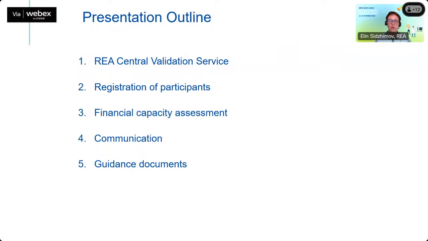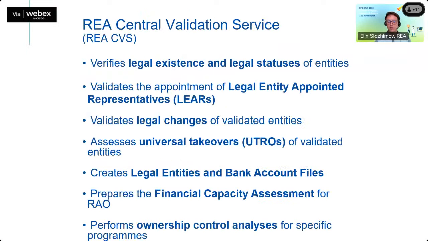We will explain who we are and what we do at the Central Validation Service; what the process of registration for a participant identification code is; the financial capacity assessment process; how to communicate with the Central Validation Service, the primary channel of communication. And on the final slide, you will also see the main guidance documents that will answer your questions related to the validation process. But first, let's explain what we do.